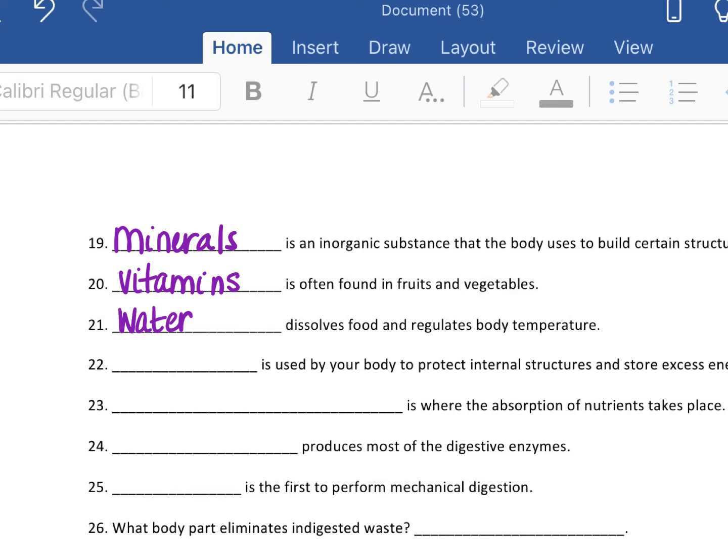How do you spell water? Water. W-A-T-E-R. Let's stay focused, okay?